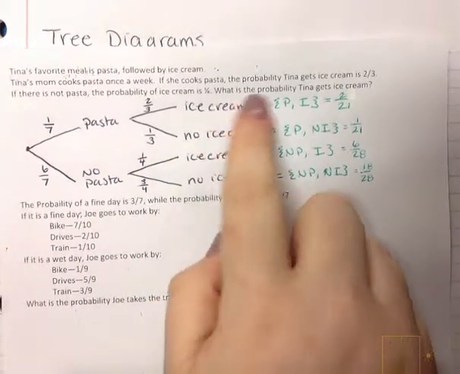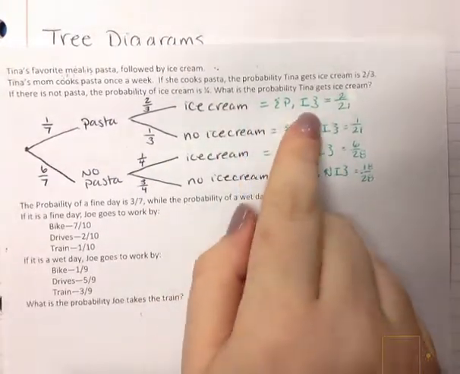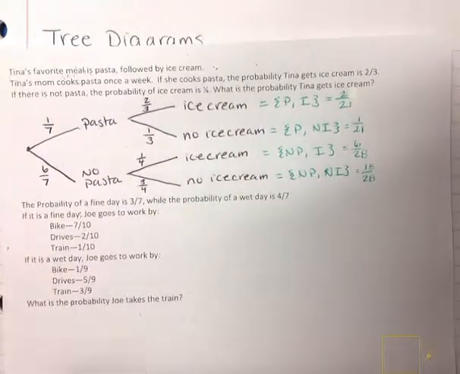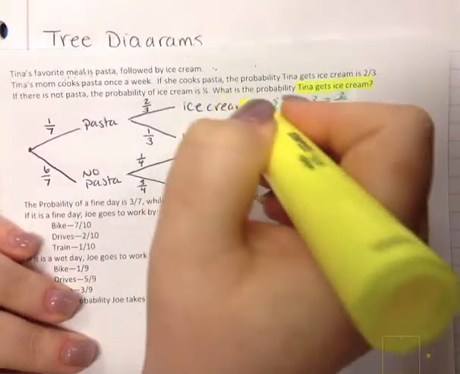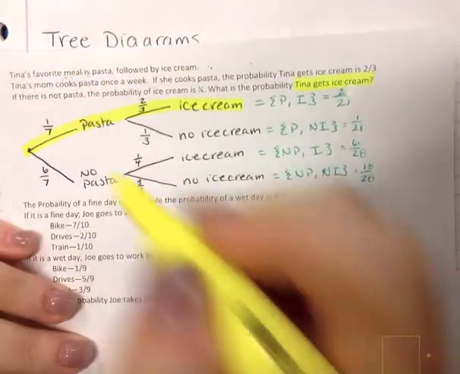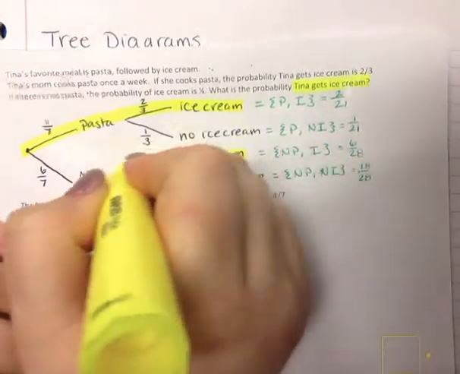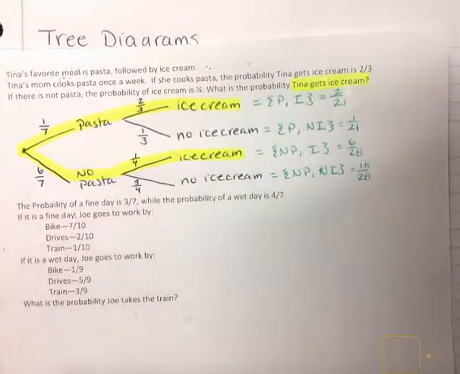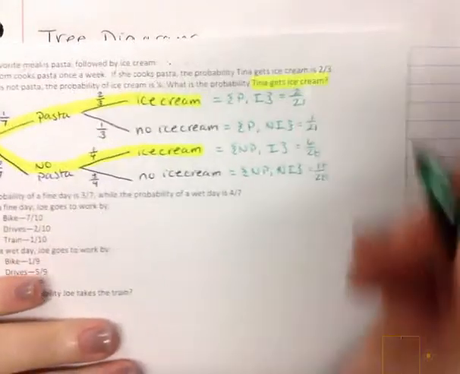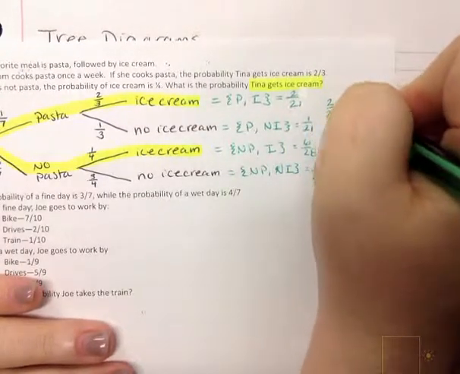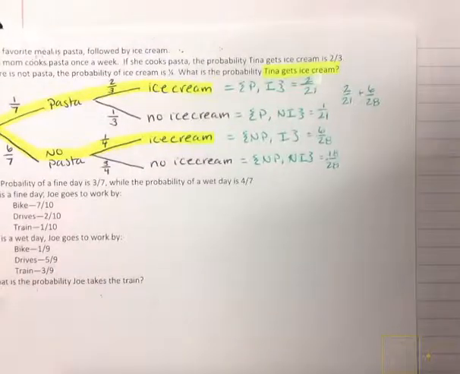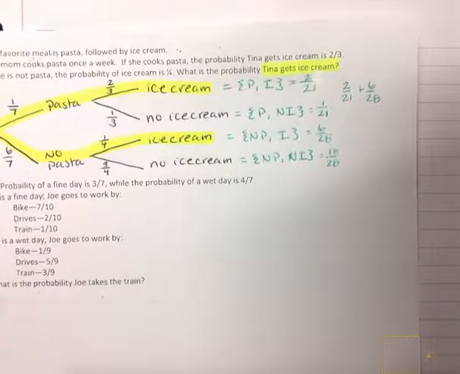So the question is asking what's the probability Tina gets ice cream. So we want ice cream, so this is a chance where she can get ice cream. We want the probability that Tina gets ice cream. We want the ice cream, so we follow this path. And we again want ice cream, so we follow this path. So our two values are 2 out of 21 and 6 out of 28. So 2 out of 21 plus 6 out of 28, and we can add that.